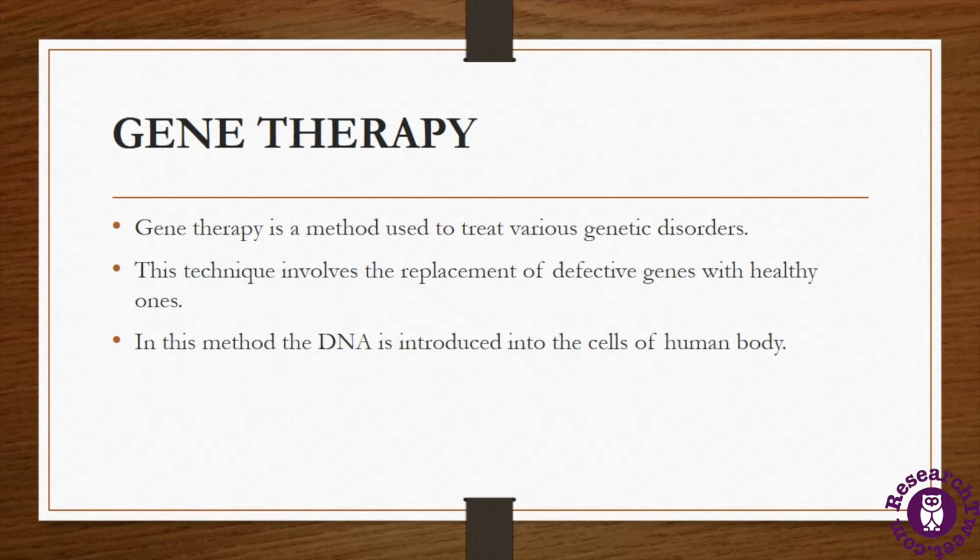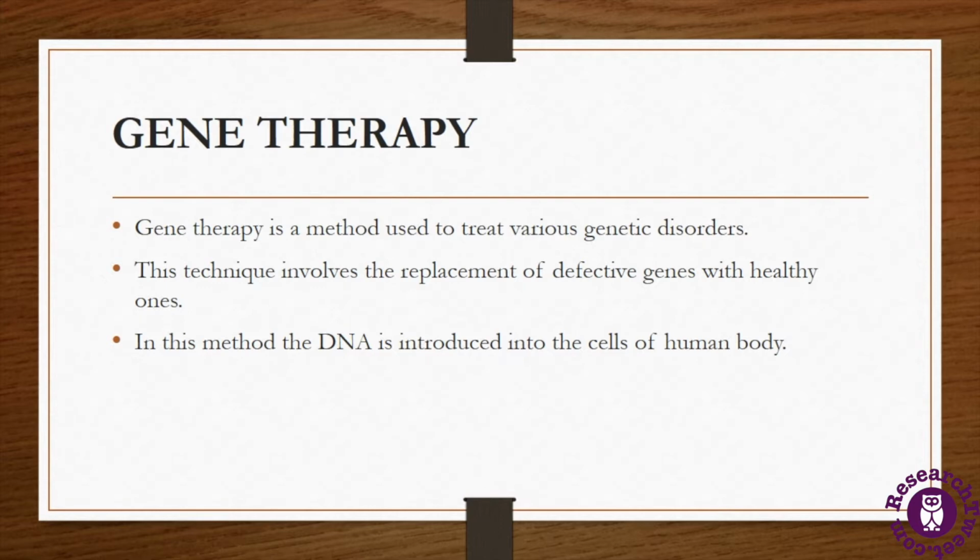So we know that DNA is the nucleic acid which acts as a hereditary material in all organisms, and DNA consists of genes in its structure, and these genes are the unit of hereditary information, and these genes are responsible for all the cellular activities and inheritance also.